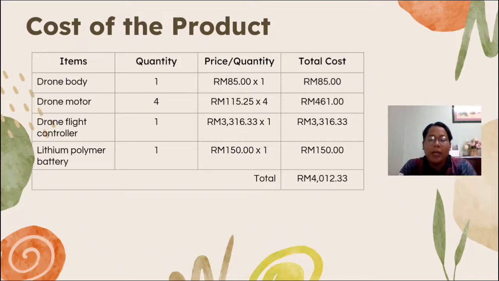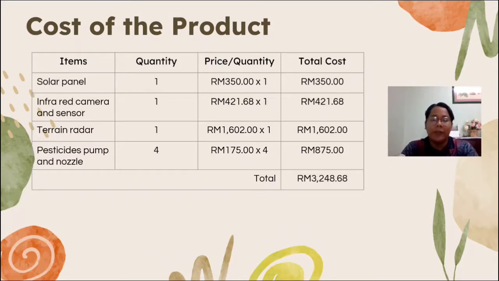Quantity is 1. Price per quantity is RM150 multiplied by 1 equal to RM150. So the total cost for this part is RM4,012.33. The second part for this cost of the product has 4 items in it.